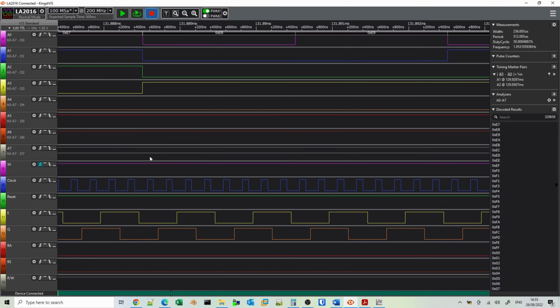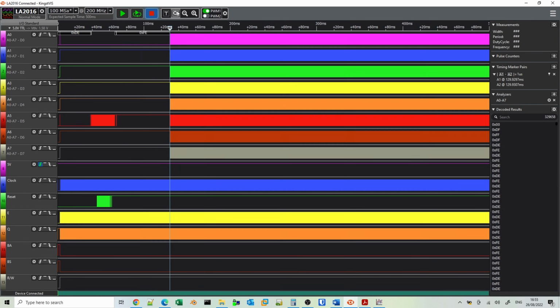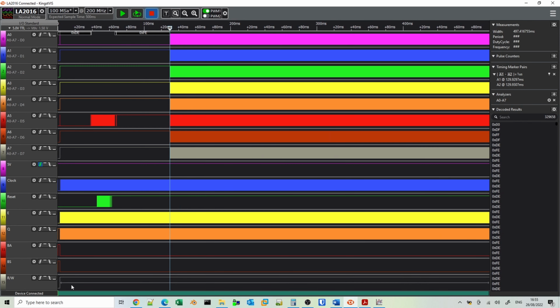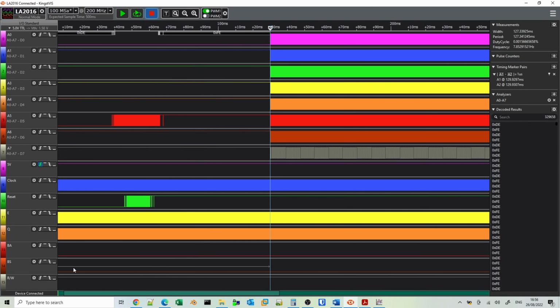If we go back to the main logic analyzer output, we can see here that in fact the time between the power coming on and the reset is about 125, 127 milliseconds. So that's quite a bit different from the value that we're seeing here. If we go back into here, we see 227 milliseconds rather than about 125, 127 milliseconds.